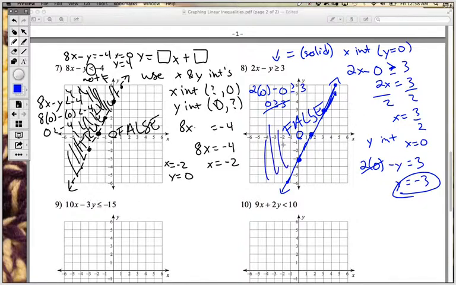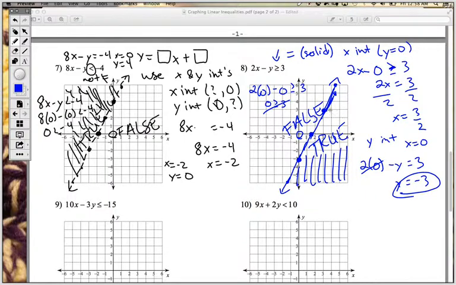So we got false. Whoa, what's happening there? What's going on? We're jumping the gun. False is not shaded, but true is. True is shaded, false is not.